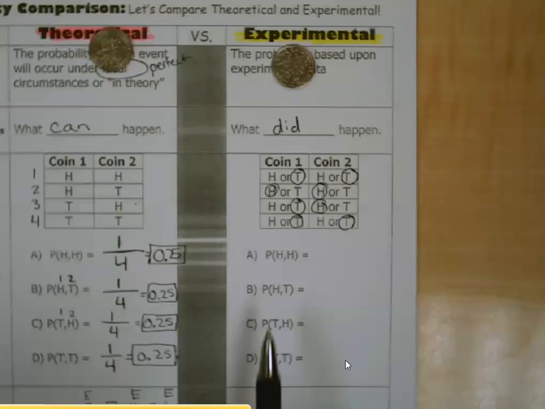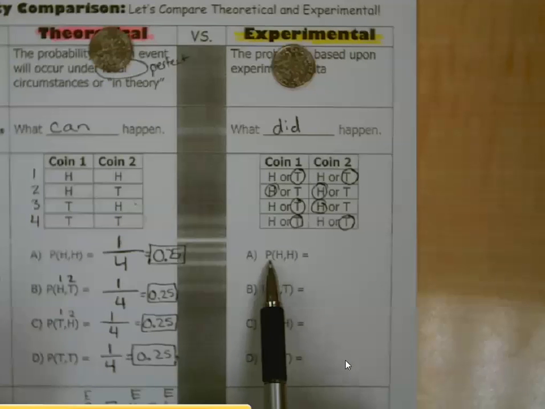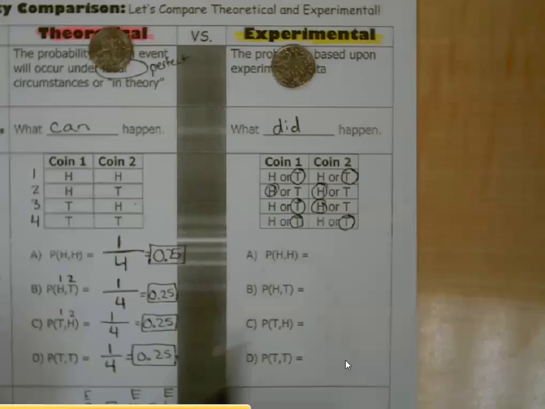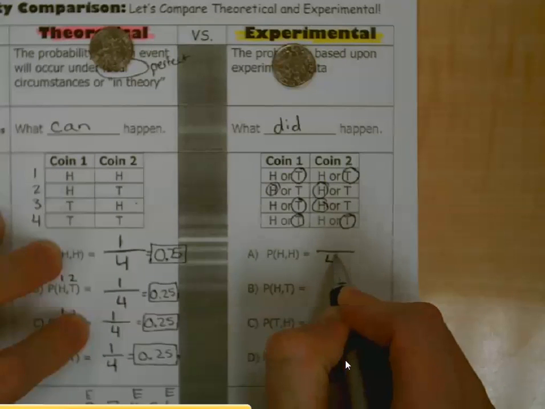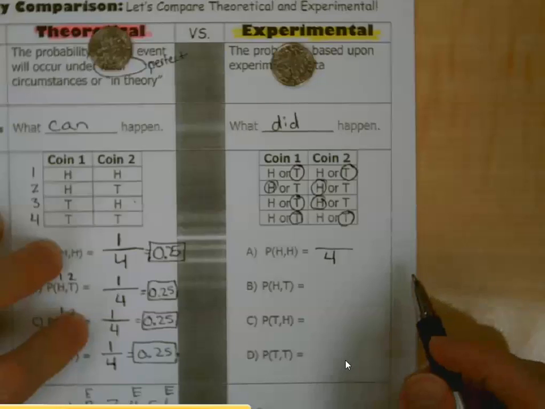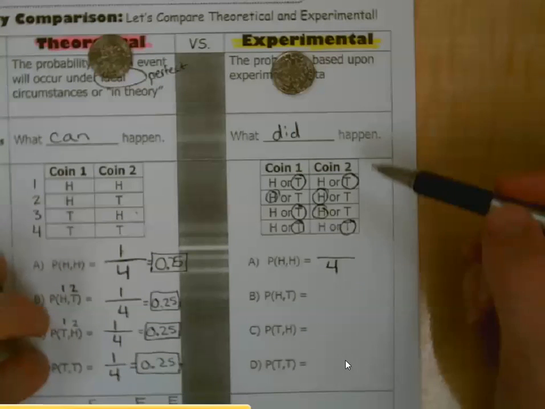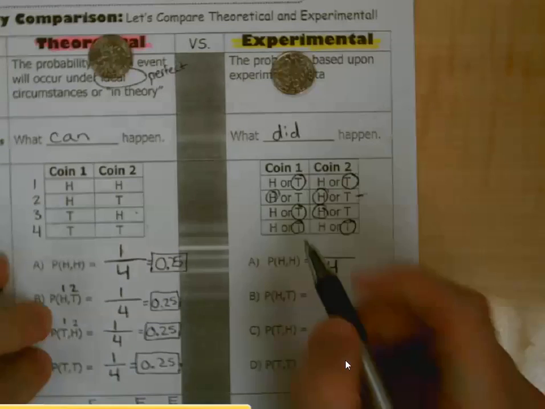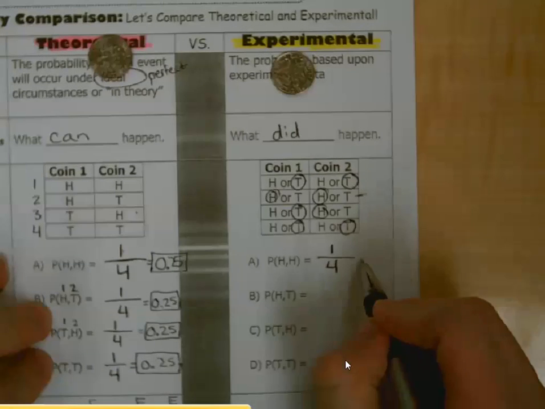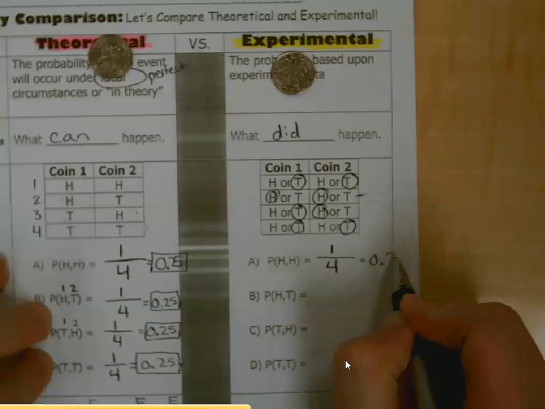So, what was the experimental probability of flipping a heads and a heads? Well, we did 4 trials, so that's our denominator. We flipped 4 times. And let's see, it looks like just this one right here was heads and heads. So that's going to be 1 out of 4, or 25/100, which we've seen before.